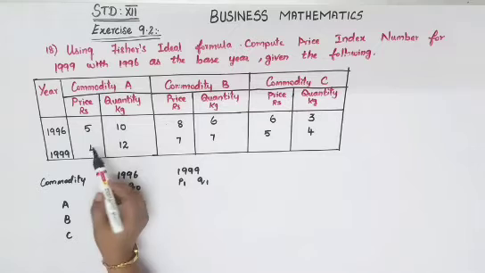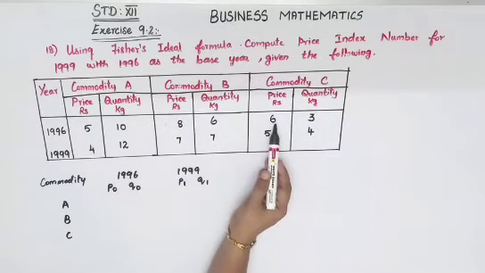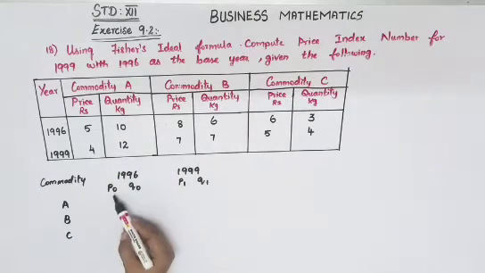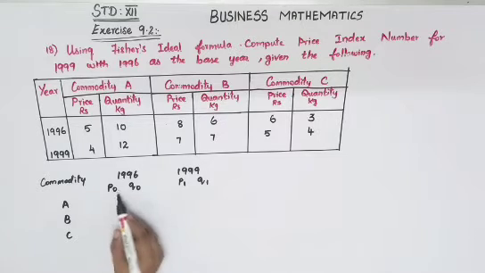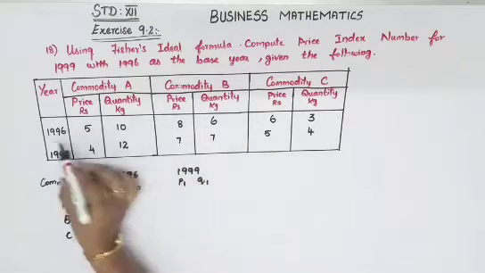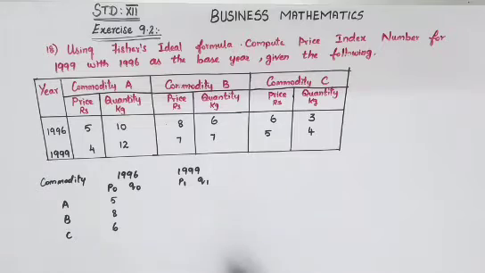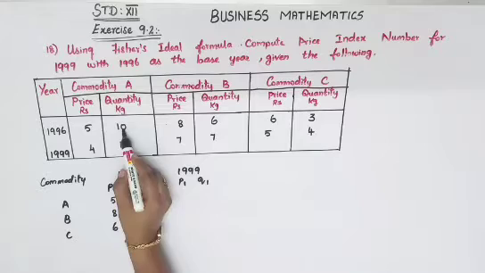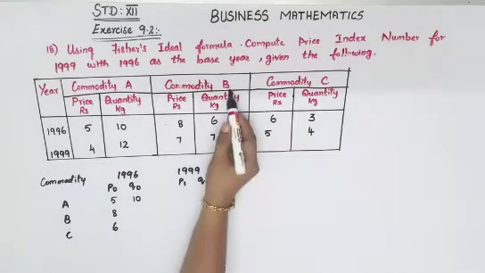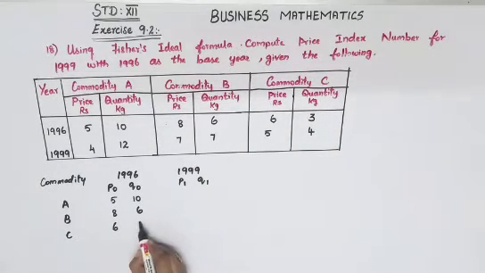Now the prices are 5, 8, 6. We'll write that in the price column for the base year, in the place of P0 we write all the prices of 1996: 5, 8, 6. Then the quantity, again for the base year, goes in Q0. So for commodity A the quantity is 10, for commodity B it is 6, and for commodity C it is 3.